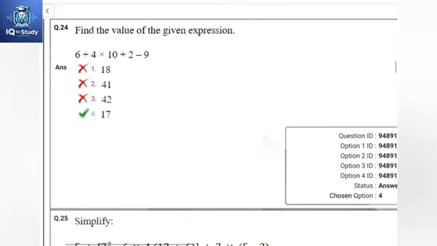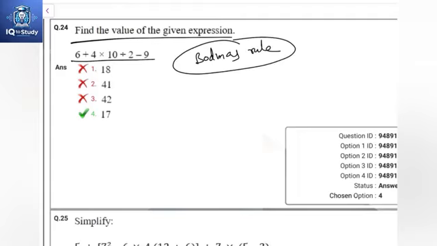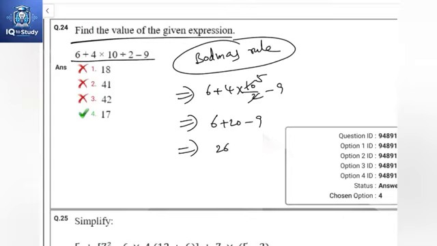Find the value of the given expression. Let's simplify this using BODMAS rule. So it becomes 6 plus 4 into 10 by 2 minus 9, which becomes 6 plus 20 minus 9. So 26 minus 9, which is equal to 17. So option 4, 17 is correct.